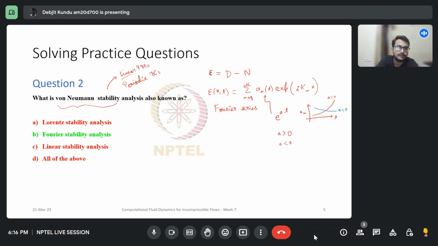And the rest of the criteria other than stability, that is, if it is consistent as well as stable, then it would lead to convergence, right? So then we will have a convergent solution.